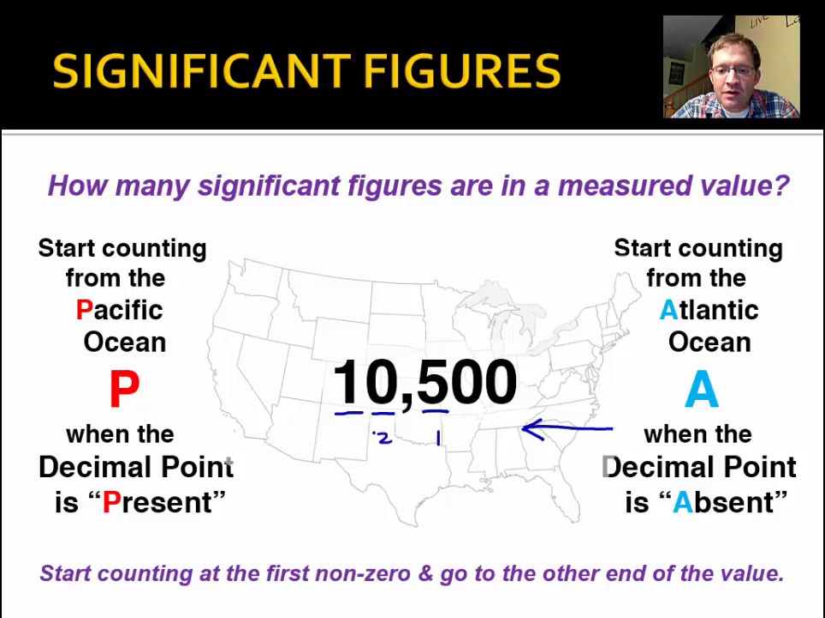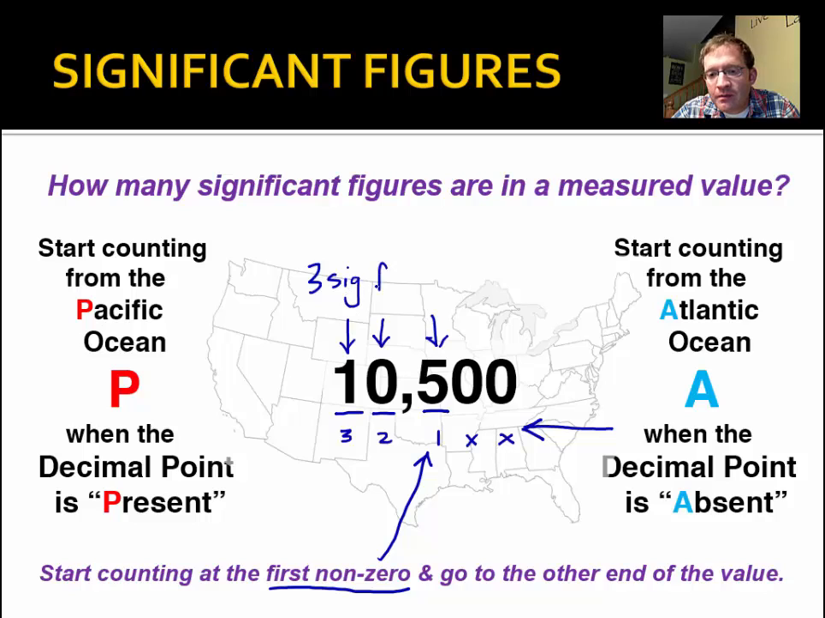1, 2, 3. Now I'm counting in reverse because I'm counting from right to left. I don't count this. I don't count this. I start with the first non-zero, okay, which is my 5 here, and go across to the other end of the value, counting everything else that's there. So 1, 2, 3 significant figures total. The 5 is significant, the 0 in front of it, and the 1 in front of it is significant. 3 significant figures in this value.